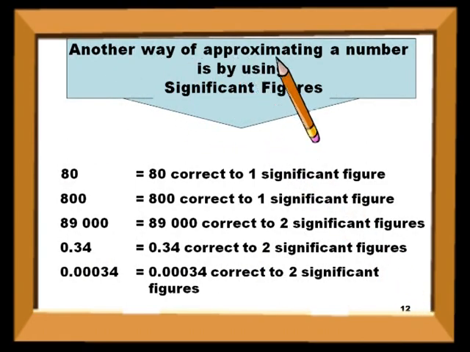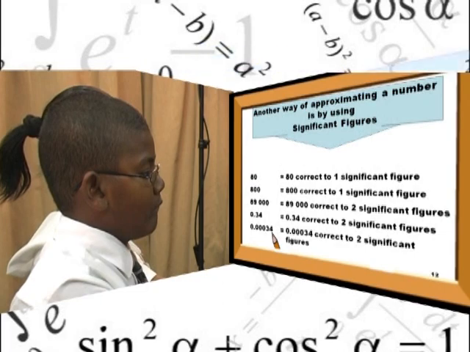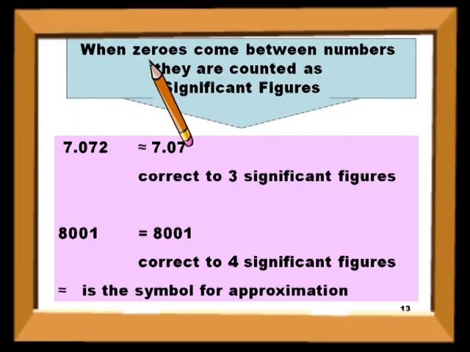Another way of approximating a number is by using significant figures. 80 is equal to 80 correct to 1 significant figure. 800 is equal to 800 correct to 1 significant figure. 89,000 is equal to 89,000 correct to 2 significant figures. 0.34 is equal to 0.34 correct to 2 significant figures. 0.00034 is equal to 0.00034 correct to 2 significant figures. When zeros come between numbers, they are counted as significant figures. 7.072 is approximated to 7.07, correct to 3 significant figures. 8,001 is equal to 8,001, correct to 4 significant figures.